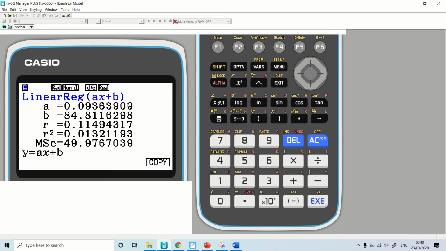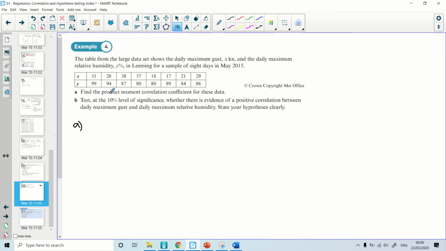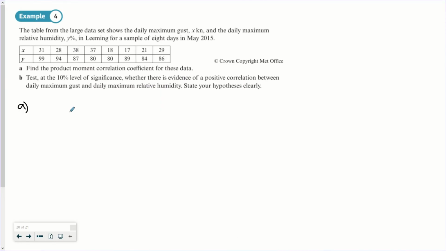So when we run the linear regression, we end up with the formula y equals ax plus b, where the gradient a is 0.09 and b is 84. And we get our value of r, which is the product moment correlation coefficient, of 0.1149. So we can just write that down, 0.1149.